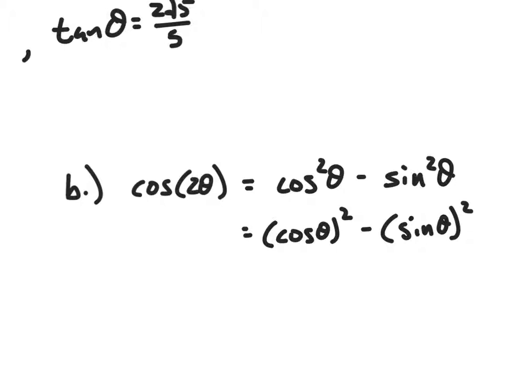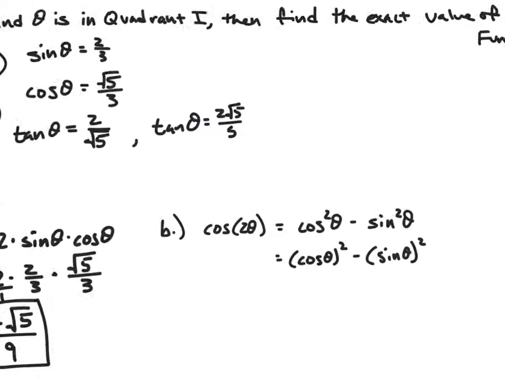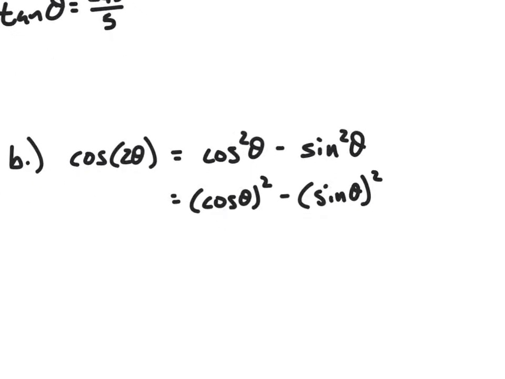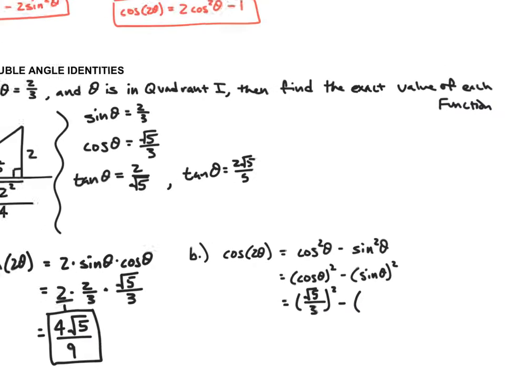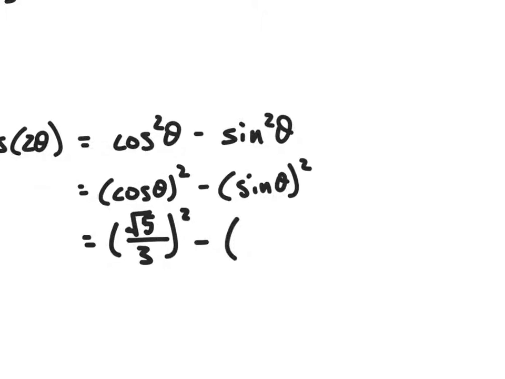Okay, now we know that cosine of theta was square root of 5 over 3. So the quantity, square root of 5 over 3 squared, minus sine of theta, which is 2/3 squared. Okay, and so square root of 5 squared is going to just give us 5 over 9.